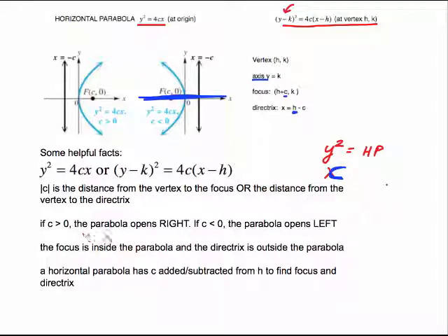If c is greater than 0, it opens right. If c is less than 0, it opens left. The focus is inside the parabola and the directrix is outside the parabola. That's the same thing it was for the vertical parabola, but the difference is the directrix now is x equals some number. And a horizontal parabola has c added or subtracted from h to find the focus and directrix. You could think about it this way. Think about h for horizontal means you're going to add and subtract from the h of the vertex to get your focus and your directrix.